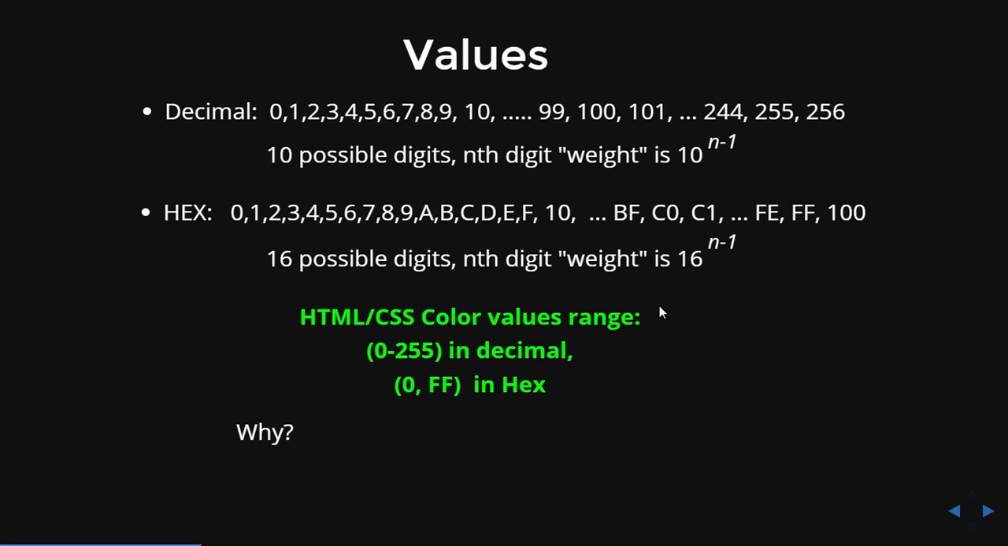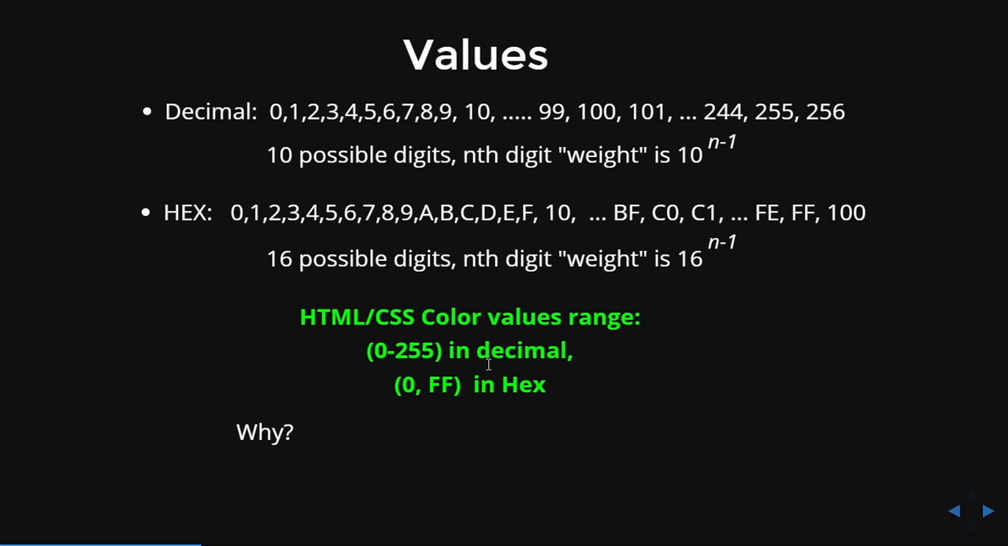Now, in HTML and in CSS, color values, as I said before, have a range of 0 to 255 in decimal. That corresponds to a range of 0 to FF in hex. And it's kind of interesting to understand, just as an aside really, why 255 is the maximum decimal number that we use.